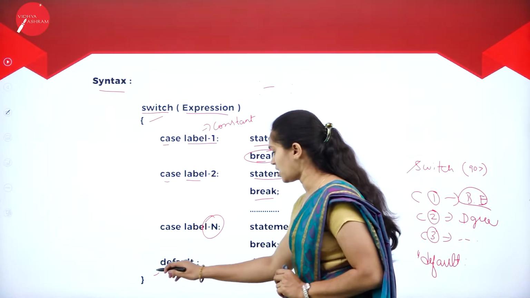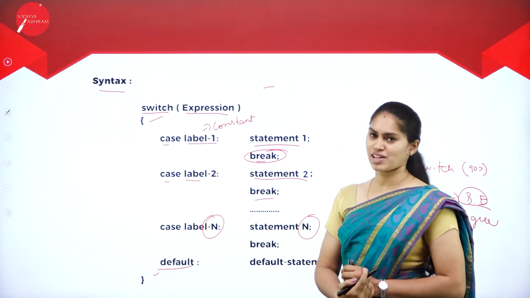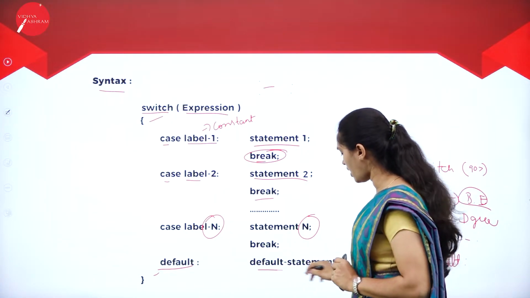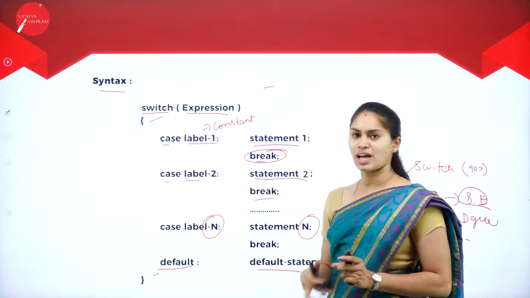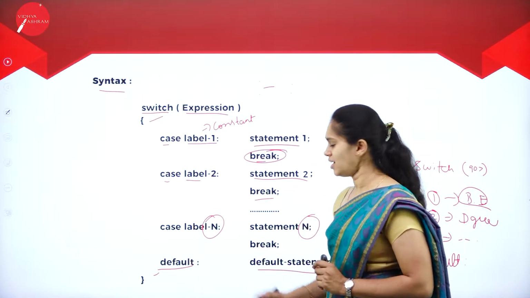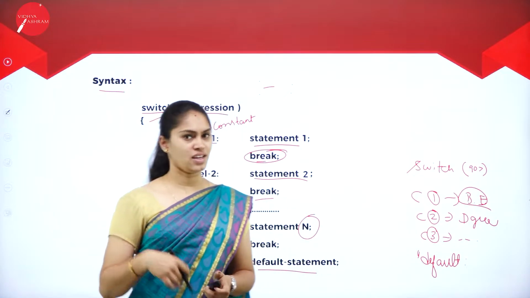I have to execute the default statement. If none of the cases is matching here, then we are going to have a default option, and it will execute the default statement. So we execute either the specified cases or the default statement. Then it will come out of the switch and execute the further lines of the program.